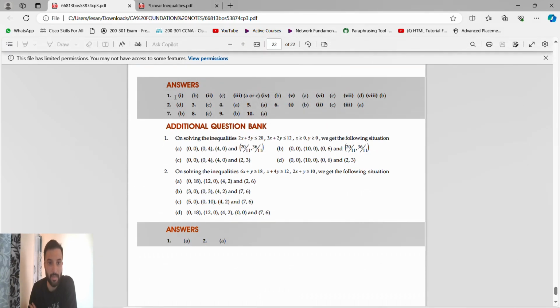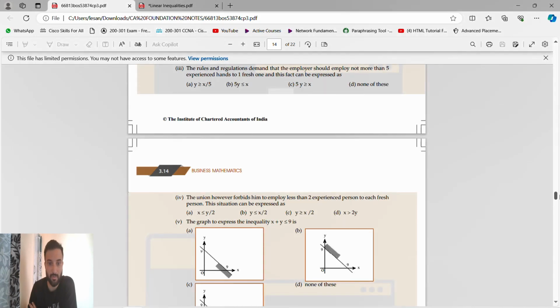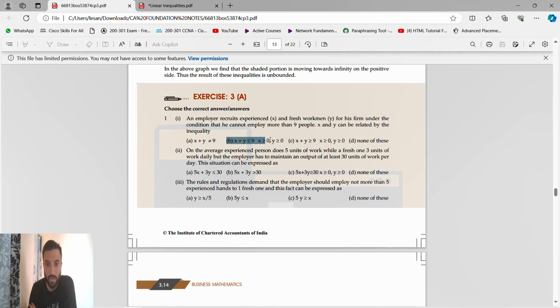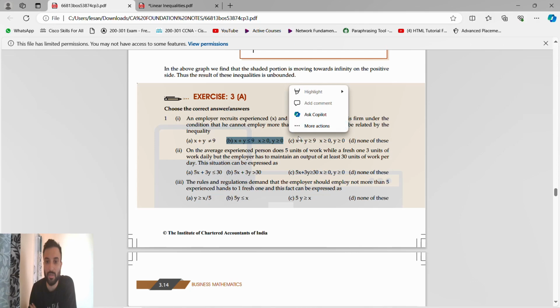So A is B number. See this, A is B number. Why? Because we have this, so it is valid, and cannot more than 9 people. Cannot more than 9 people means lesser than 9. So like this you will read and you will understand.